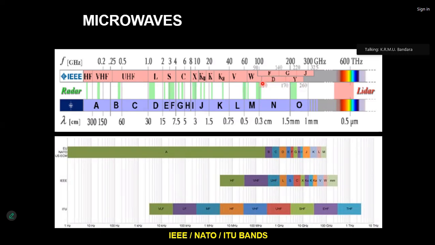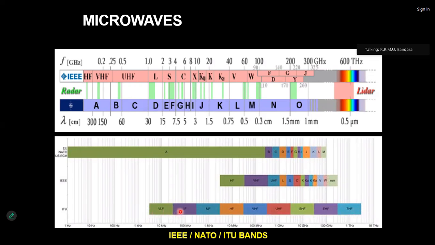Here D is coming from here to this place, but here D is coming from 1 to 2 gigahertz frequency. Therefore, slightly different. Therefore, we should identify which kind of designation system the satellite is using for the radar antenna. Okay. This is all combined together: NATO, IEEE and the ITU, International Telecommunication Union. They are using these names.